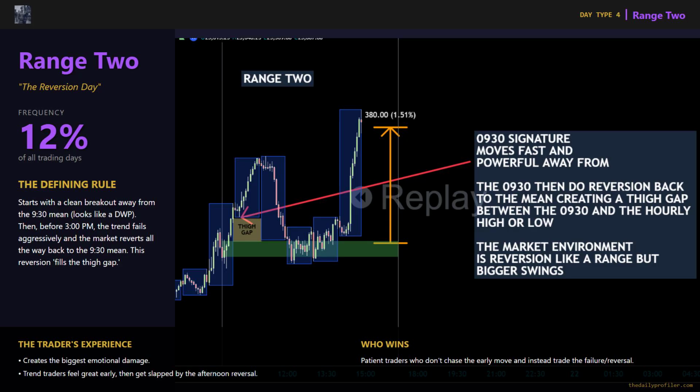We call this filling the thigh gap. That space between where the market extended and where the mean sits gets completely filled in. Look at the chart. See how it trends away early, creates that gap, and then reverses to fill it? That's range 2.